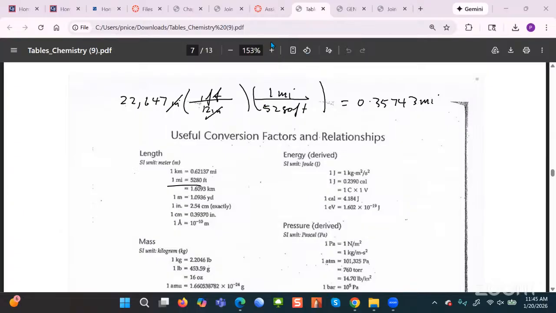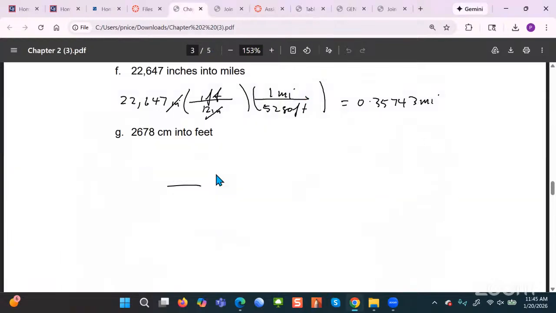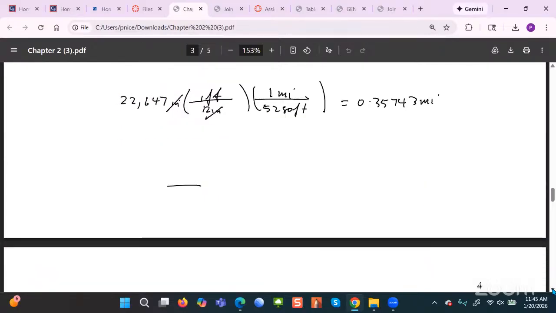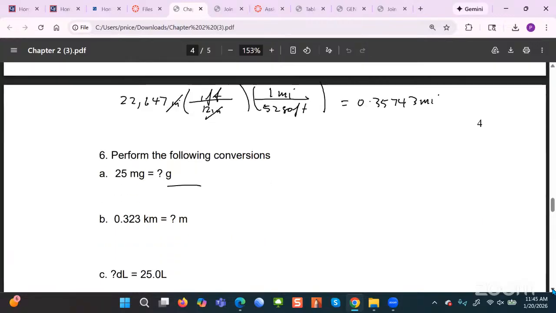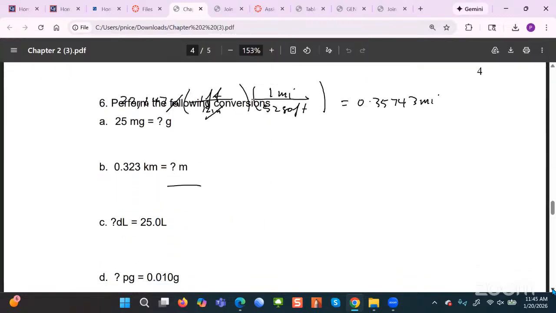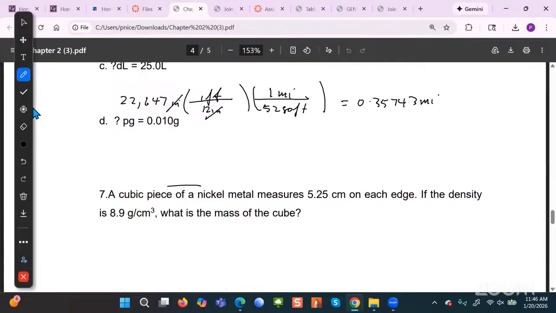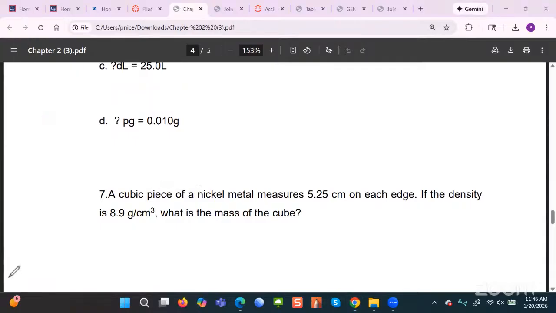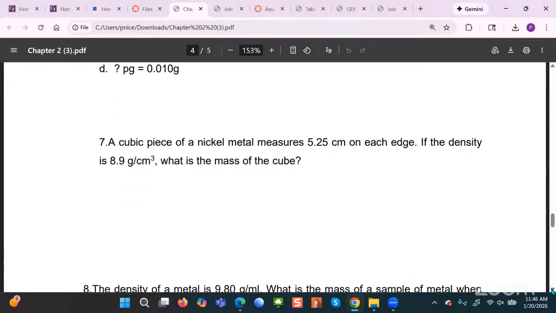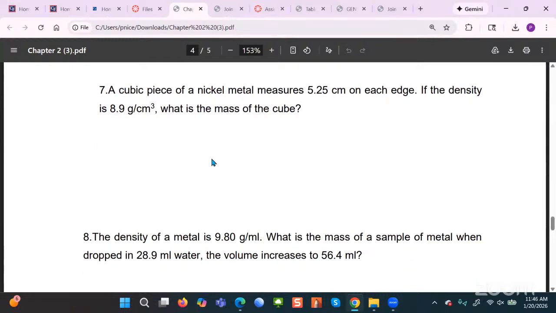Okay, in the interest of time, what I'm going to do is leave this one for you to do on your own. And I want to move on, and I'm going to leave also number 6 to do on your own. And I want to do number 7. So let me clear this here. Okay, so in the case of number 7, they gave you some information about a piece of nickel metal. It's a cubic piece. So what that means is that it's a cube.